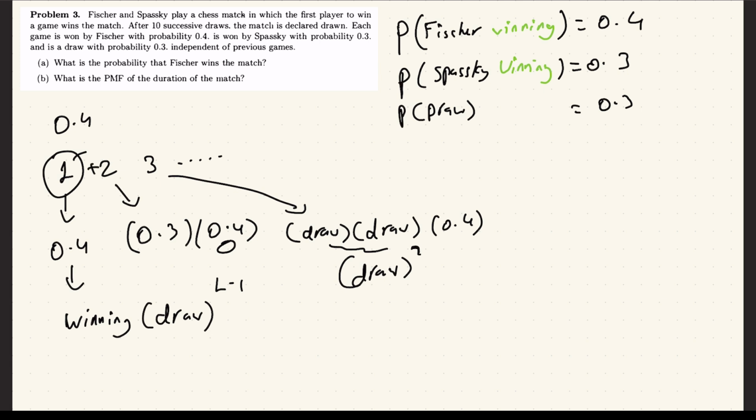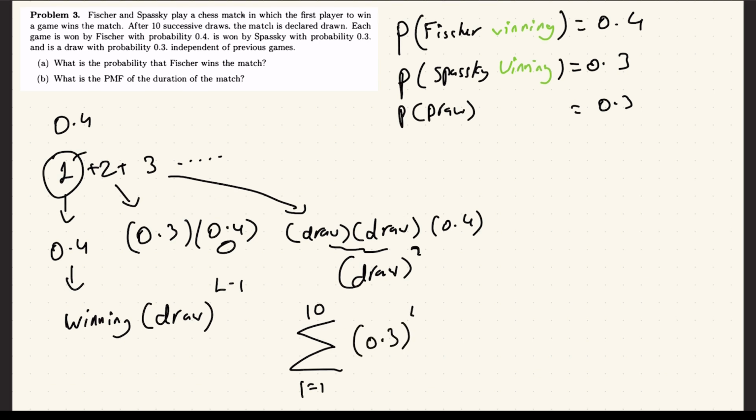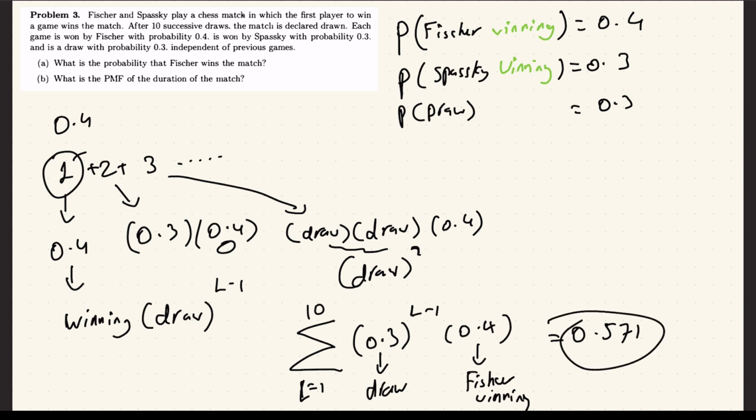And we want to sum all of these up. So we're going to take a sum from L equals 1 to 10 of 0.3 to the power of L minus 1 times 0.4. Well, this is the probability of a draw, and this is the probability of Fischer winning, right? And actually this will give us around such a value when calculated.